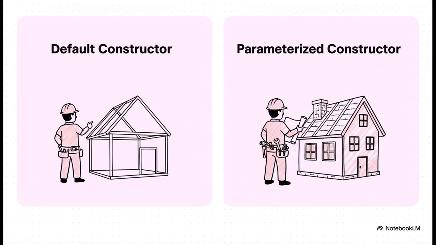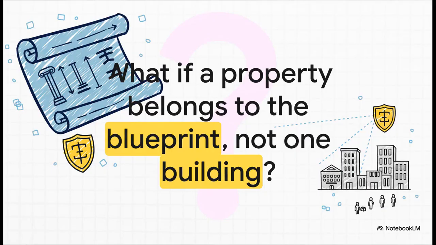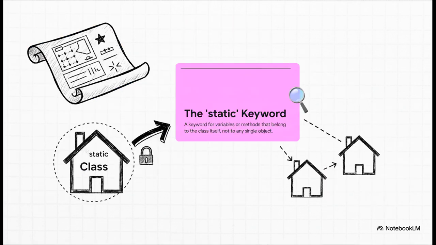Okay, let's throw a little twist into this. What if there's a piece of information that should belong to the blueprint itself and not to each individual building? For instance, what if all our student objects go to the same college? It would be really inefficient to store the college name inside every single student object, right? The solution to this puzzle is the static keyword. Just think of it as a special rule that's written directly on the master blueprint. When you declare something as static, you're saying, hey, this belongs to the class itself, not to any one of the buildings we create from it.